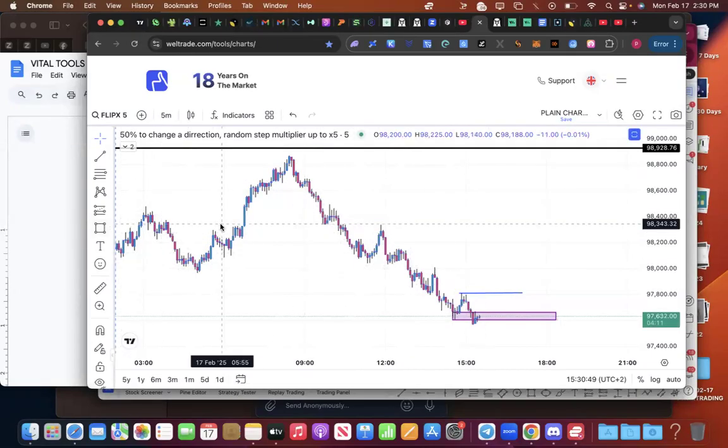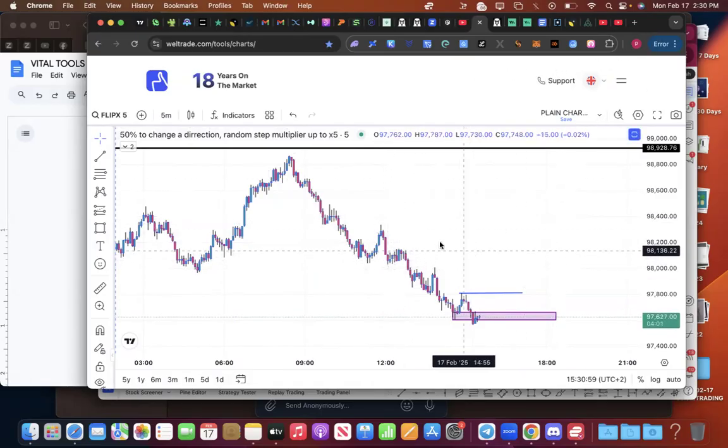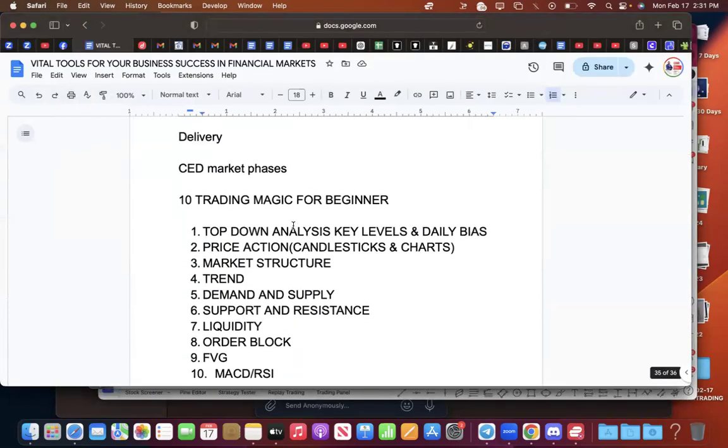The beginner's guide to trading any instrument in the financial market, be it Forex, stocks, synthetics, and the like. So I'm going to talk you through it. First of all, look at it.